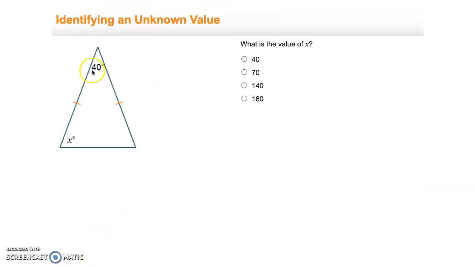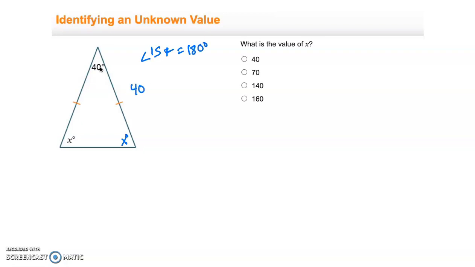In this case, we've got an isosceles triangle and we have the vertex angle, and we want to find the value of x. Well, what do we know about this angle and this angle? They're both x, right? And what do we know about all three angles of a triangle? Well, we know that all angles of a triangle add up to equal 180.